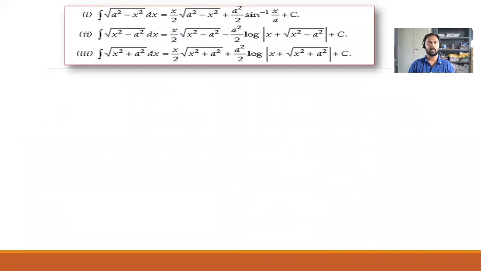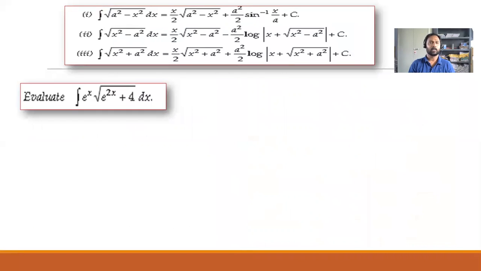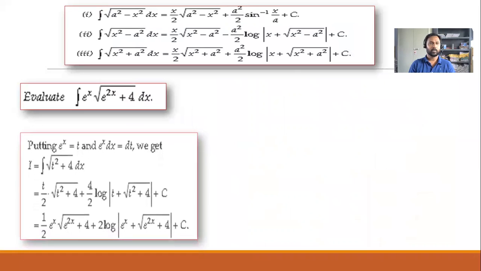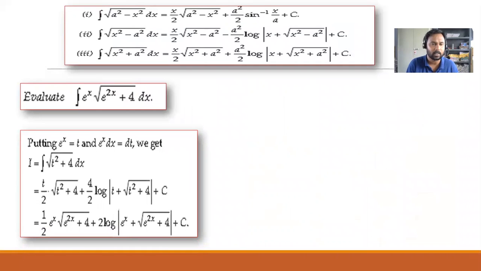Okay. Let us see some more problem solving. So these are the three special integrals we just saw. Evaluate integral e raised to x into root of e power 2x plus 4 dx. There is a clue actually: e raised to 2x is e power x whole square. So we start this problem with a substitution. Put e power x equal to t. Then e power x dx is equal to dt. We get I equal to integral root of t square plus 4 dt.